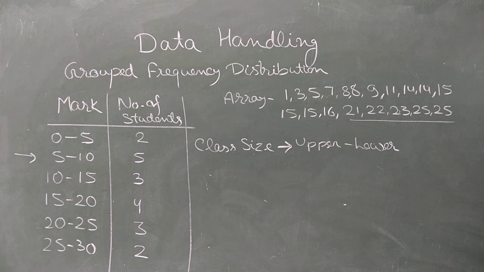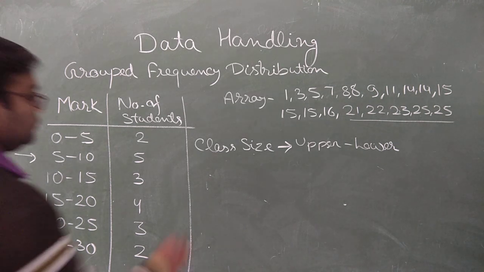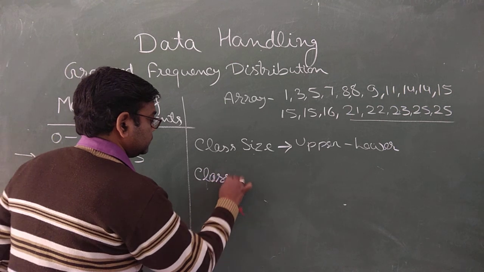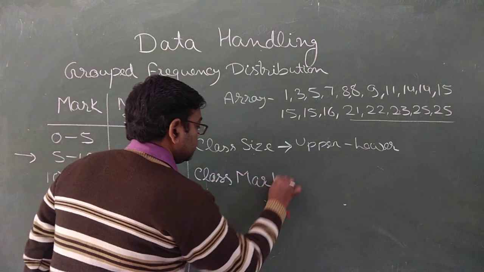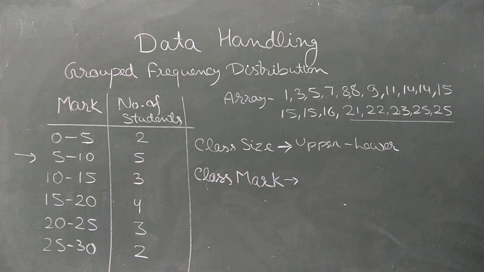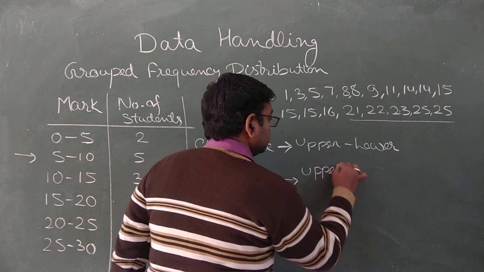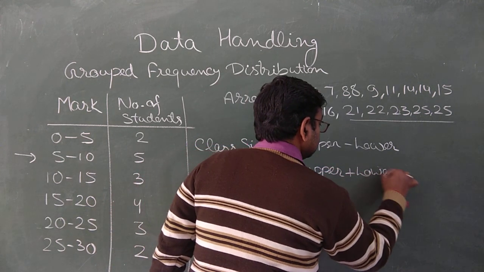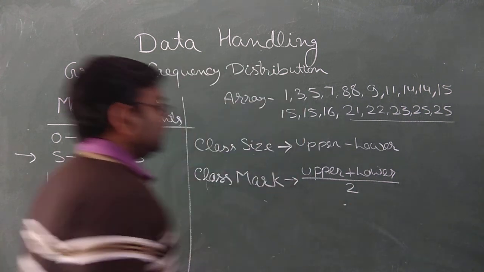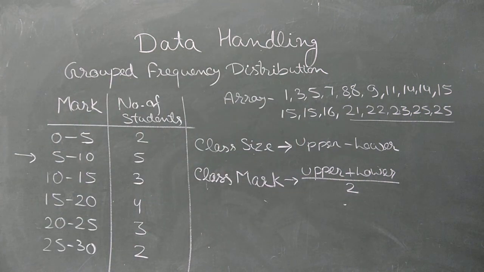What is the class mark? The next one is your class mark. Class mark is actually the mid value of that class or that class interval. Mid value means what? It's the class mark. It's upper plus lower value divided by 2. What we obtain, that is the class mark of the individual class.